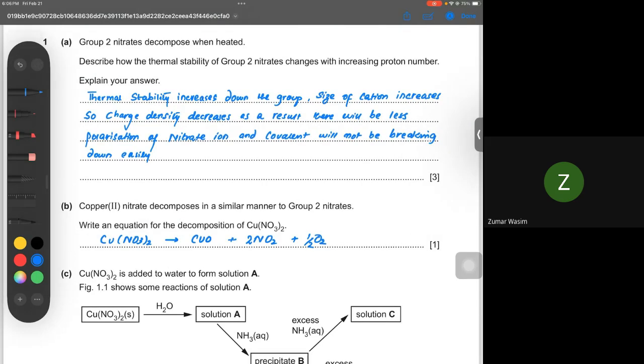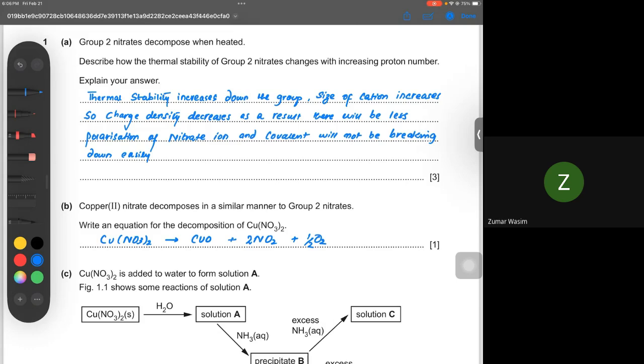So the size of the cation increases down the group. If you remember, the proton number increases, and as a result the total number of shells increases. When the total number of shells increases, obviously the size of the cation increases. As a result, the charge density would decrease. That particular cation may be calcium, barium, magnesium, strontium, any cation from group 2. So its polarization would decrease.